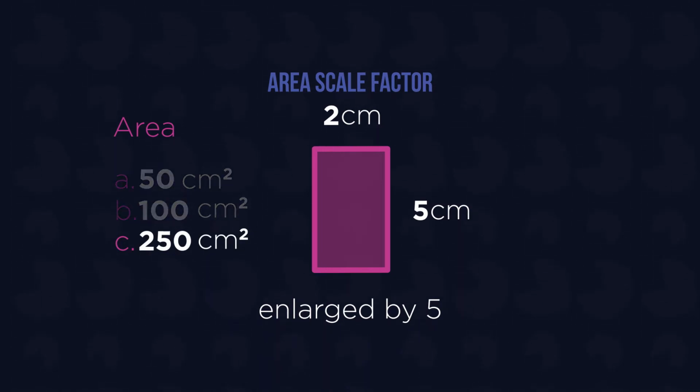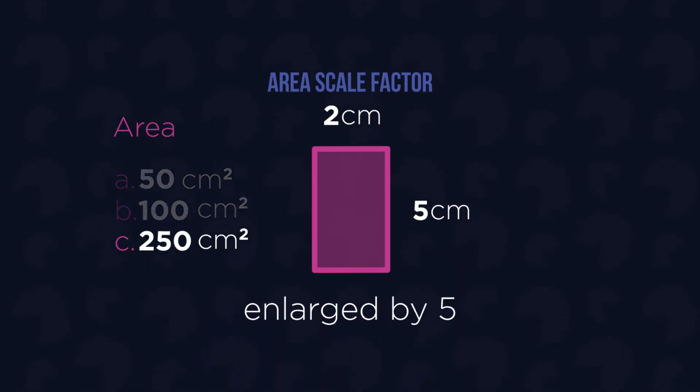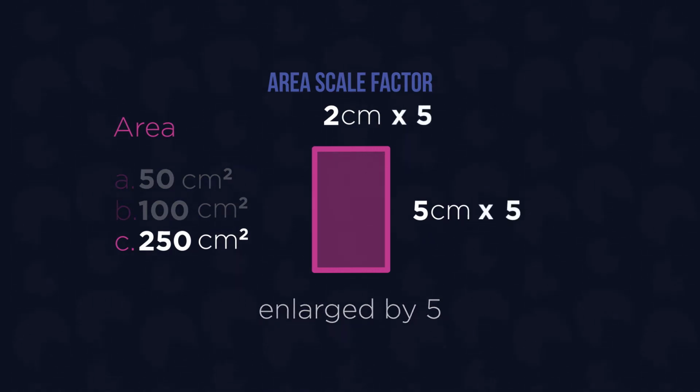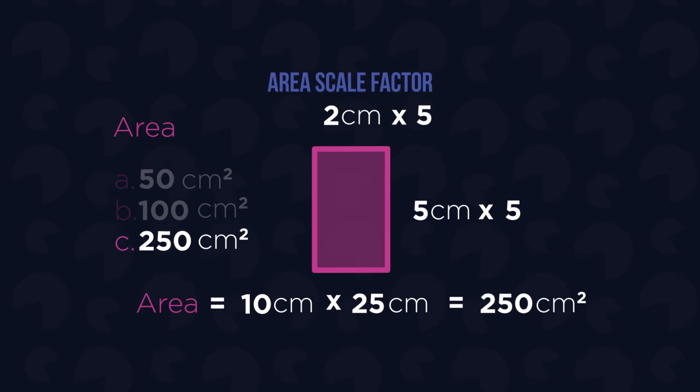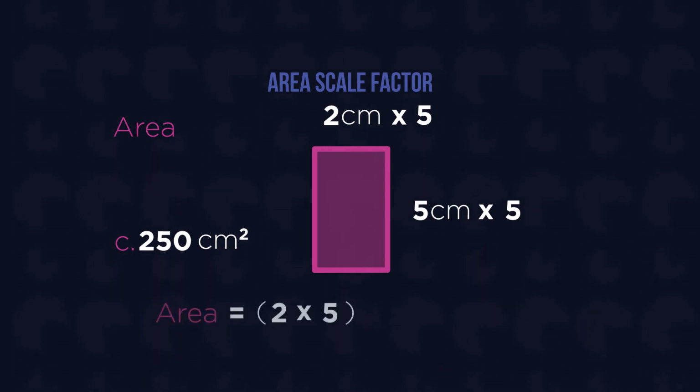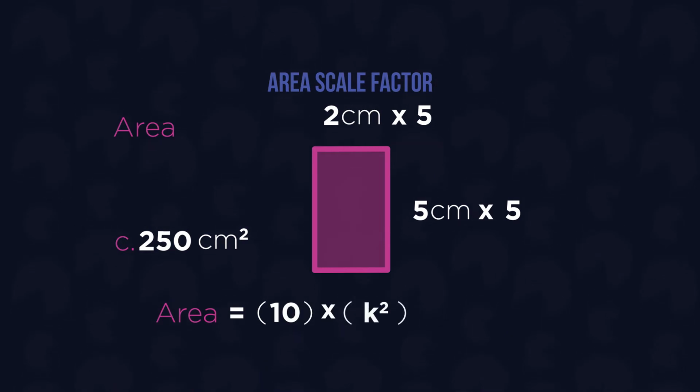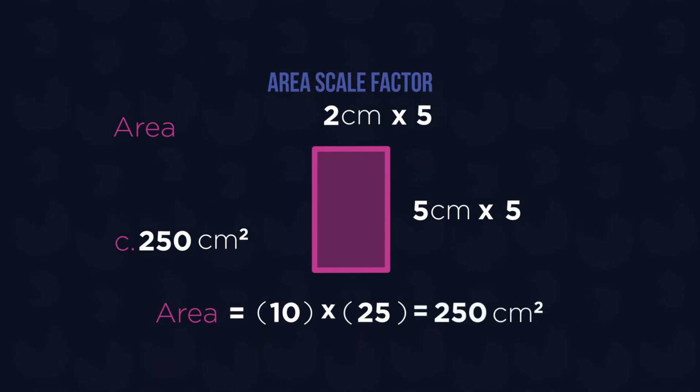The answer is C. This is because the sides of our rectangle were increased by a scale factor of 5, making the new dimensions 10 and 25, and 10 times 25 gives you 250 centimeters squared. The easier way to calculate this is to work out the area of the original rectangle, so 2 times 5, which equals 10, and then multiply this by the square of the linear scale factor, so k squared equals 5 squared, which equals 25. You then multiply the two together to get 250 centimeters squared.